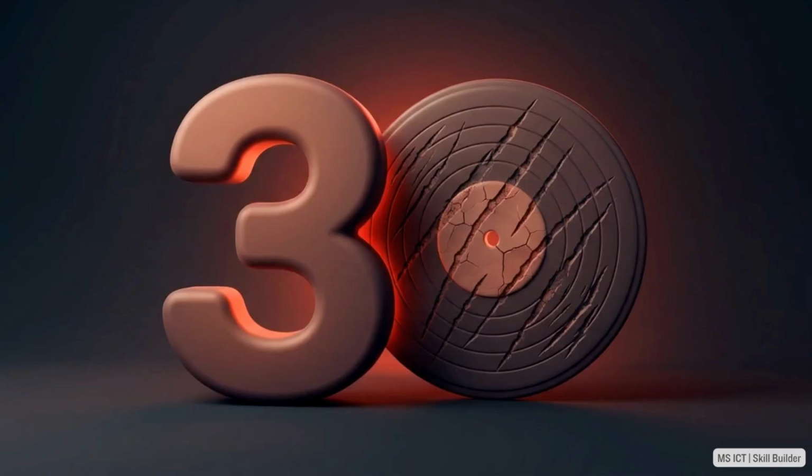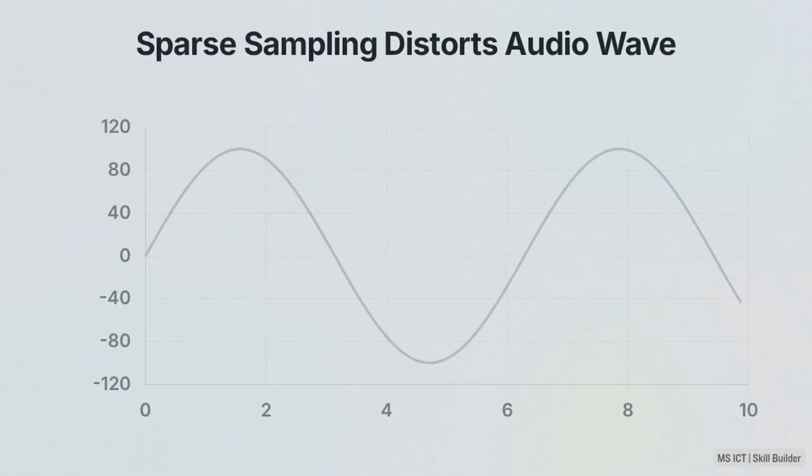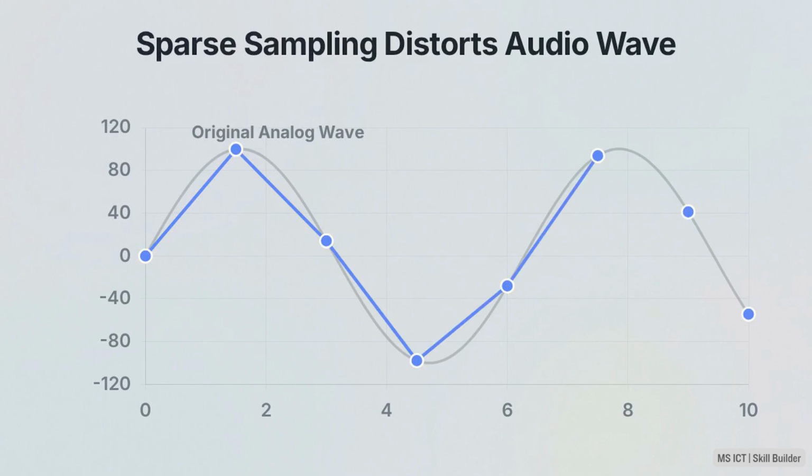Question 3. How does a recording sound if it is captured with a severely low sample rate? It sounds distorted and choppy. The computer missed too much audio data in the gaps between those infrequent snapshots.